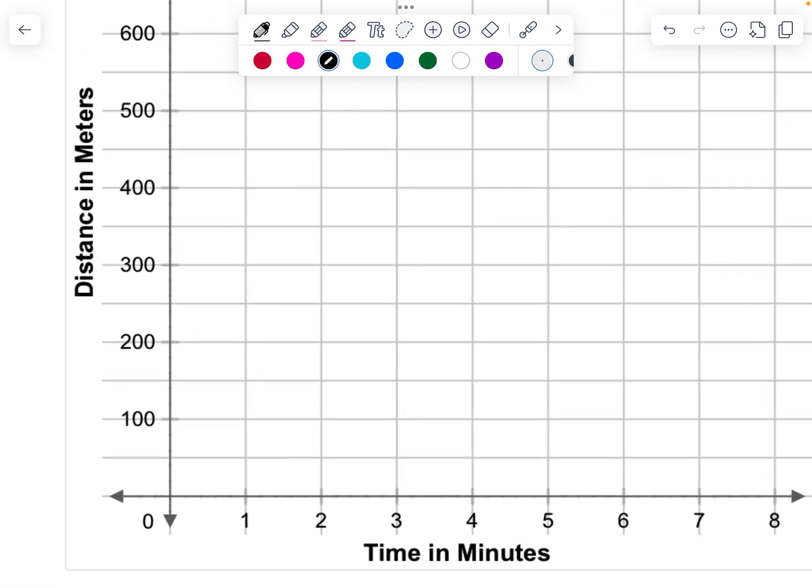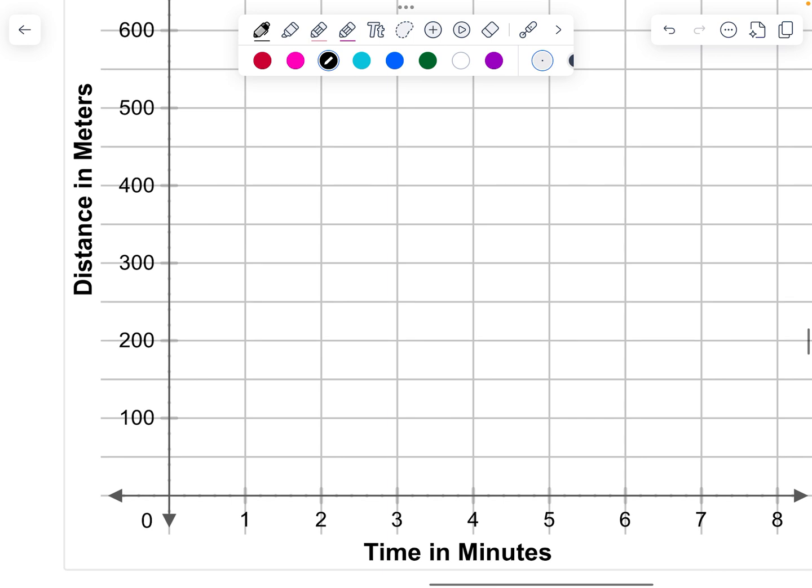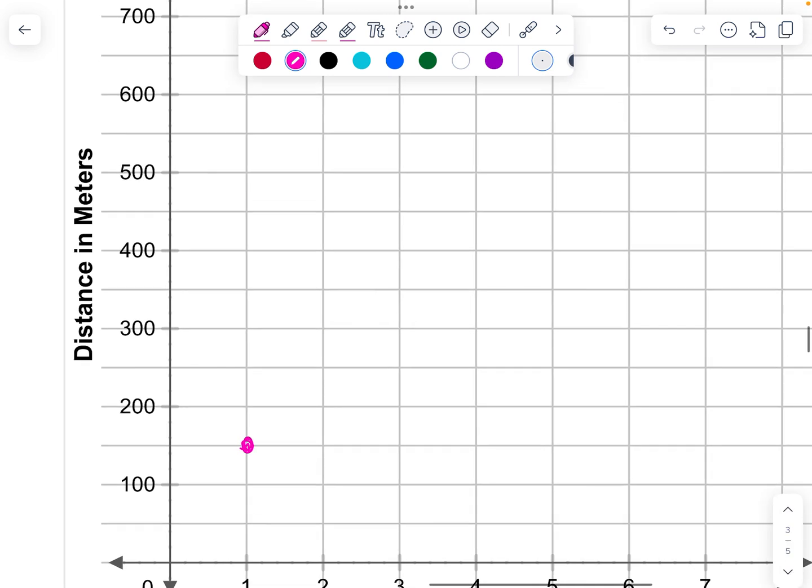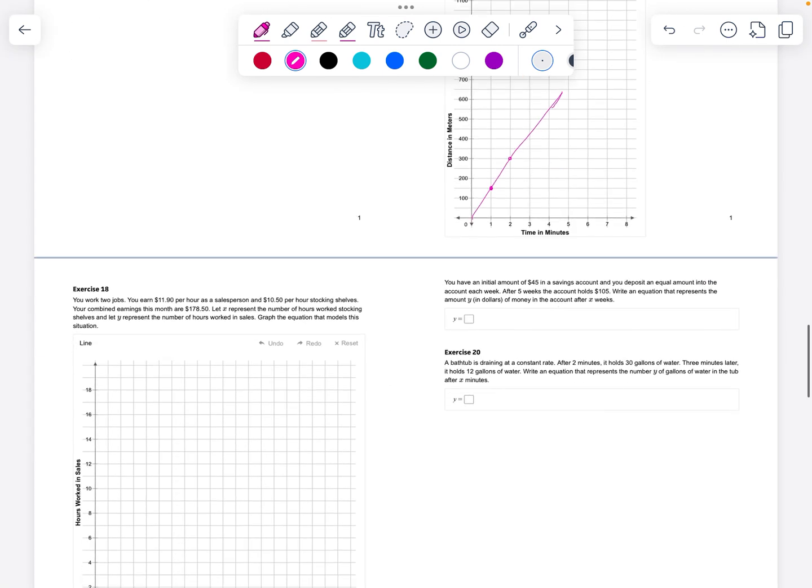So 1 minute is 150. Let's do pink. At 1 minute, he's gone 150. At 2 minutes, he's gone 300. And that is going to be your line right there. You're going to go straight. Close enough. All right.